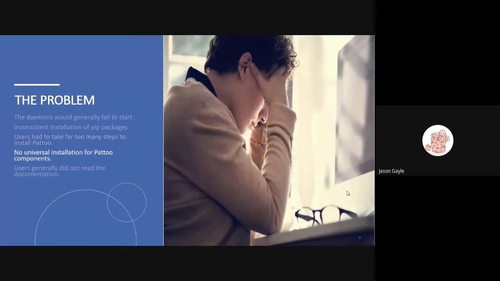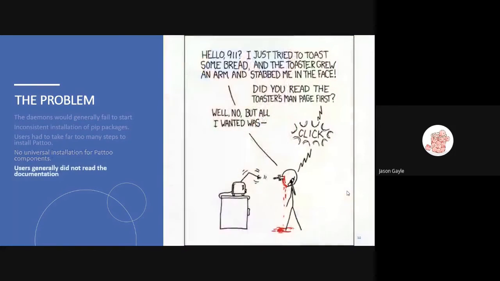The fourth problem we encountered was that since each Pattoo component had their own installation, it had made maintaining the project extremely difficult, because if you made one change in one project and you hadn't updated another project, it would often cause something to crash in one of the projects. And the final and most pressing issue was that users generally did not go through documentation when attempting to install Pattoo and its related projects, which had caused all of the above issues to happen.